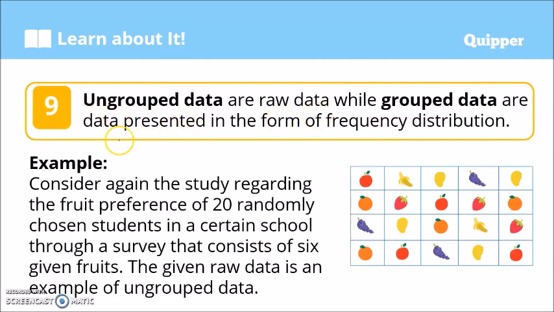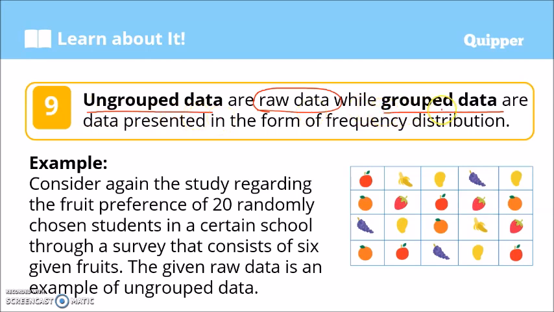Next, we have two types of data. Okay? We have ungrouped data, and also group data. Ano ba kaibahan ng dalawa? When we say ungrouped data, these are raw data. Hindi pa yung original pa. Okay? Hindi pa siya na-organize. Okay? That's raw data. Again, we call that ungrouped data.